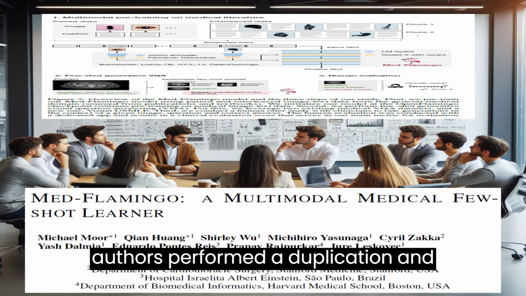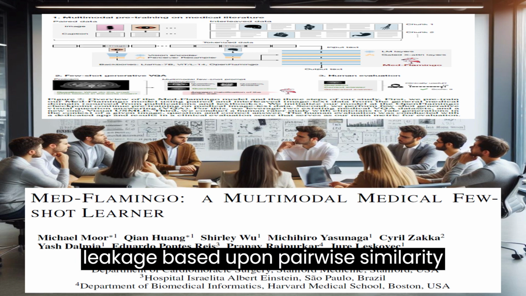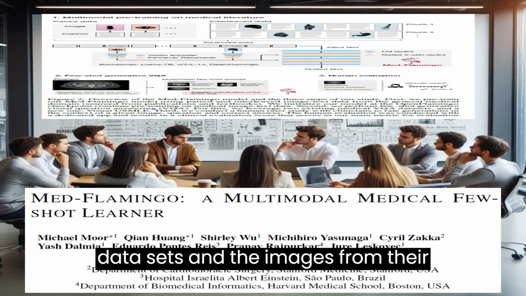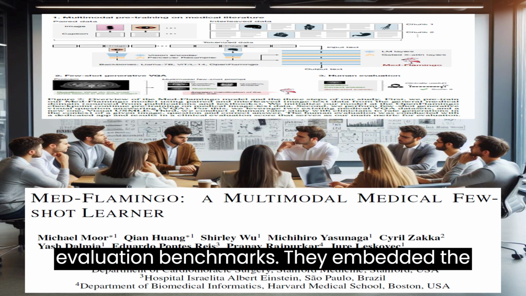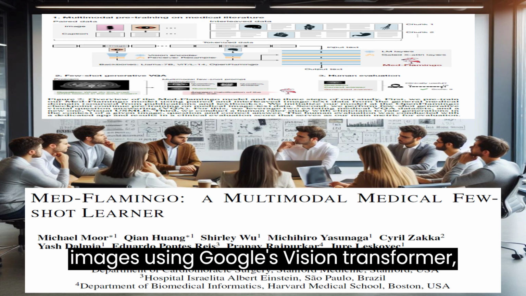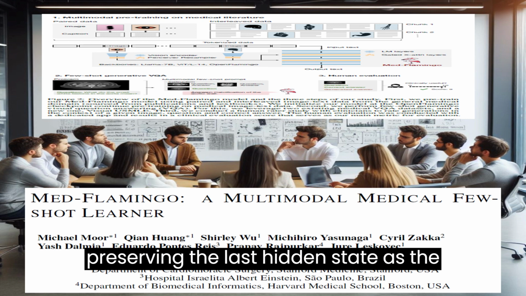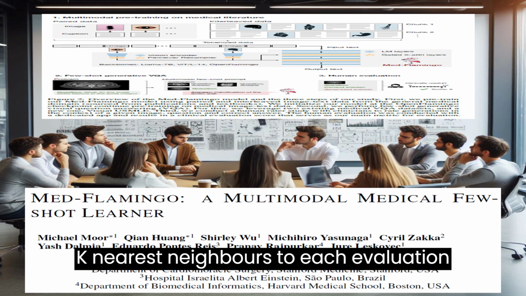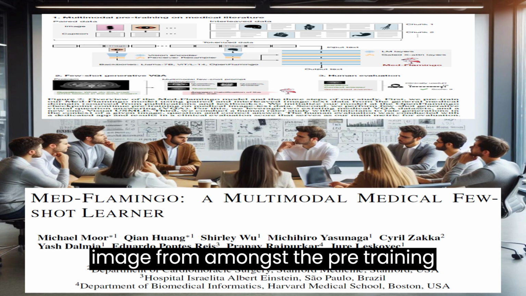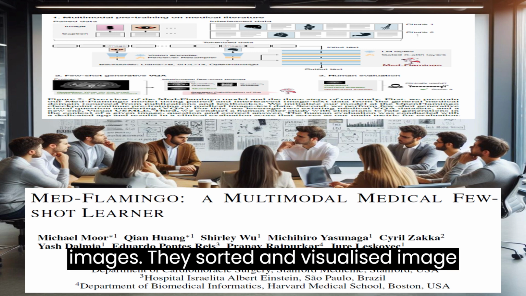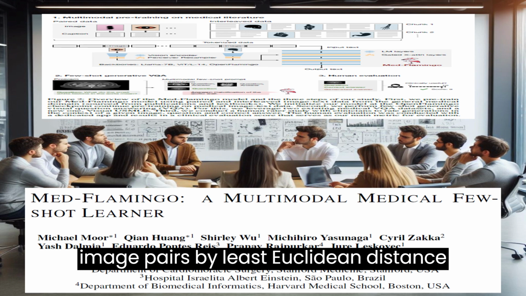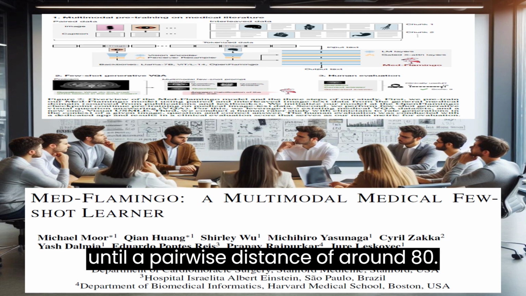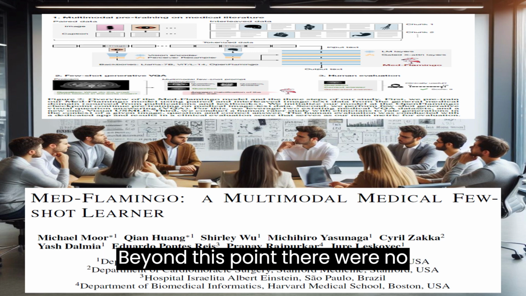Finally, the authors performed deduplication and leakage checks based upon pairwise similarity between images from their pre-training datasets and the images from their evaluation benchmarks. They embedded the images using Google's Vision Transformer, preserving the last hidden state as the resultant embedding. They then found the k-nearest neighbors to each evaluation image from amongst the pre-training images. They sorted and visualized image-image pairs by least Euclidean distance and found that images might be duplicates until a pairwise distance of around 80. Beyond this point, there were no duplicates.